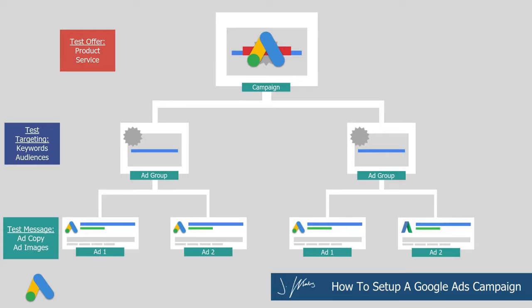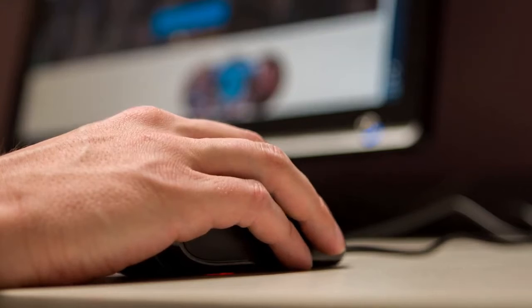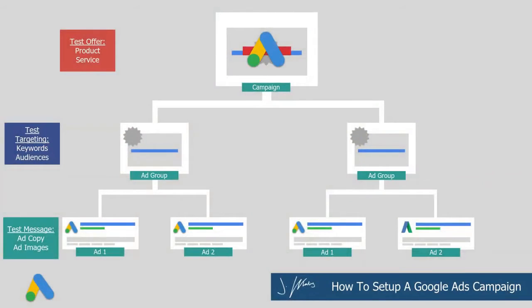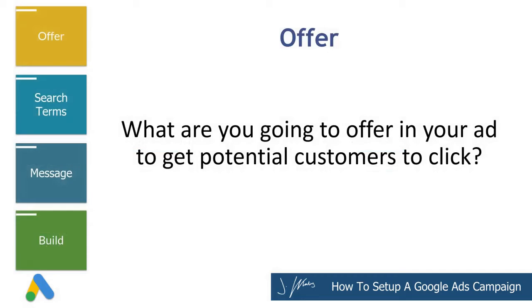And then finally, inside of our ad groups, we can have our ads, which is what actually shows up and hopefully gets our ideal customers to click. And so we'll be going through each one of these steps and starting with the offer, because without knowing what our offer is, we can't start putting together our campaign.